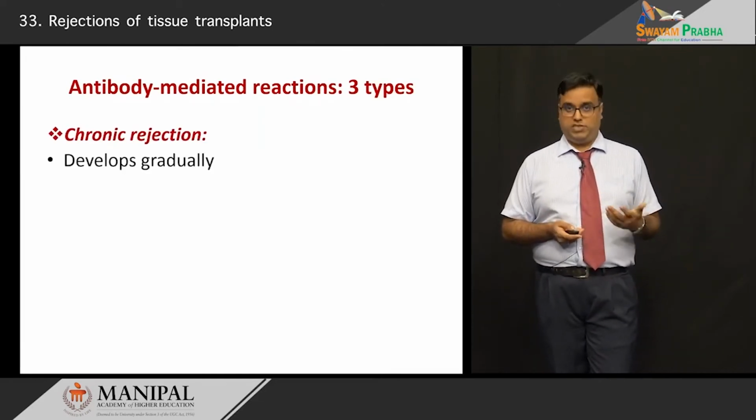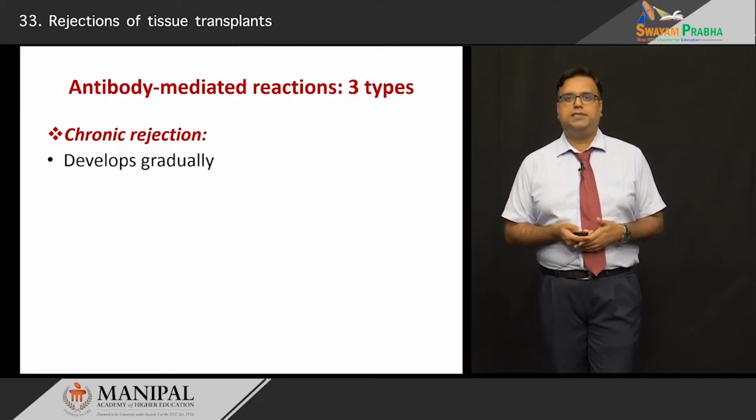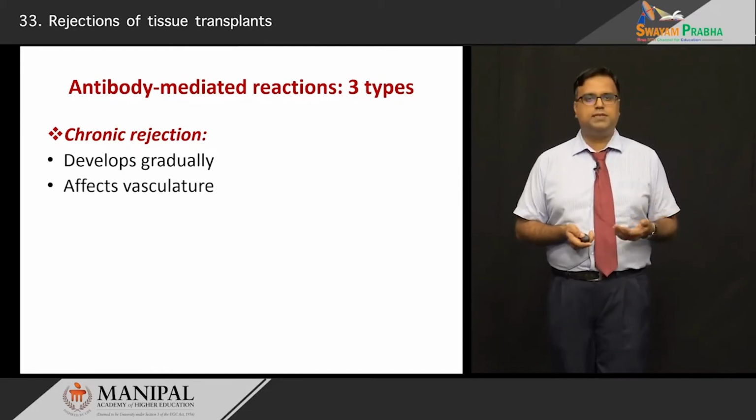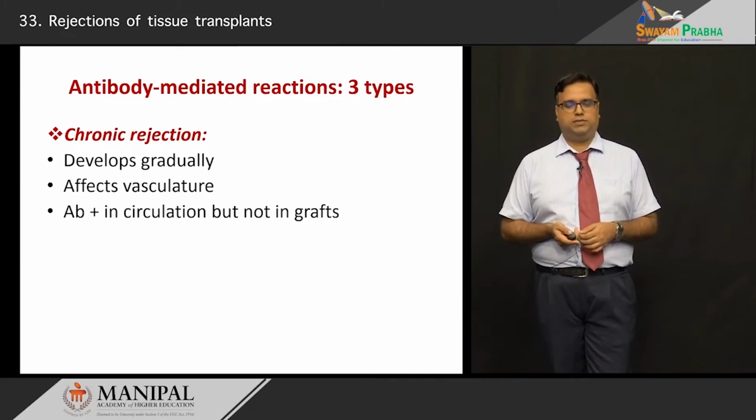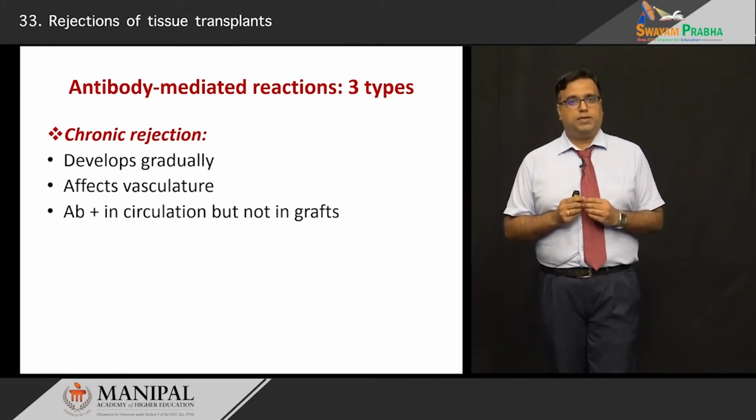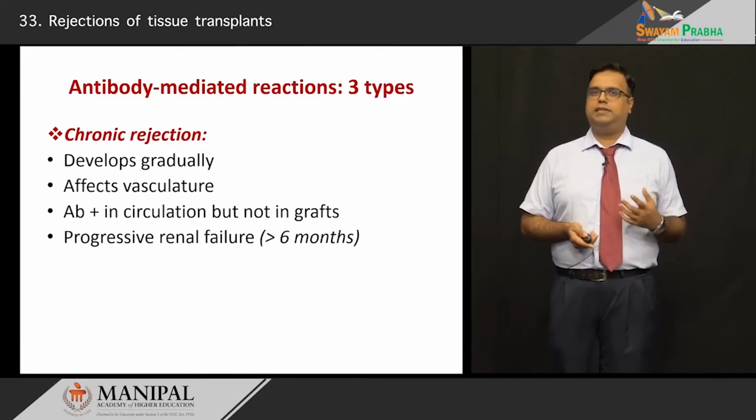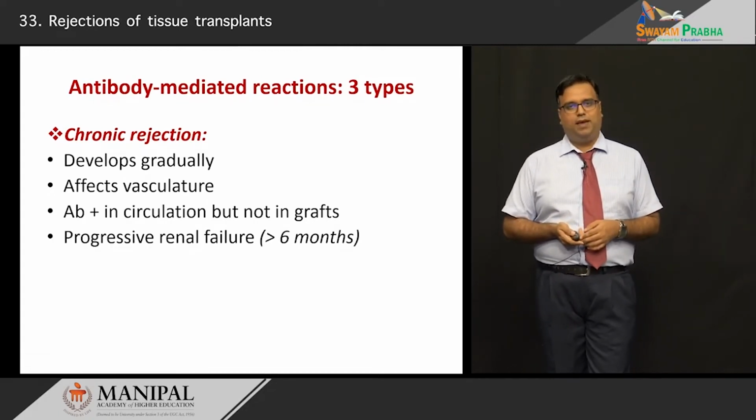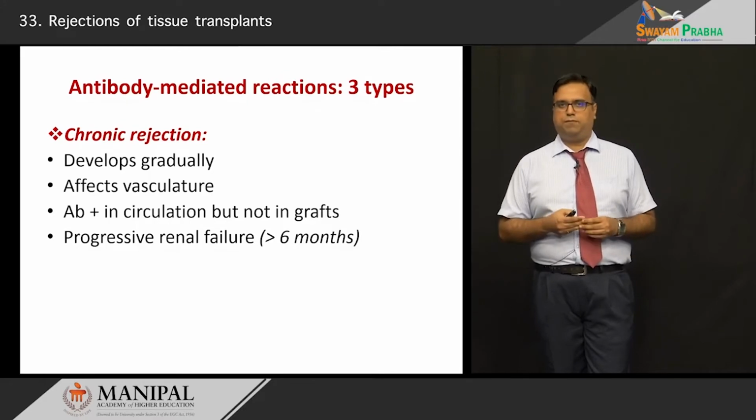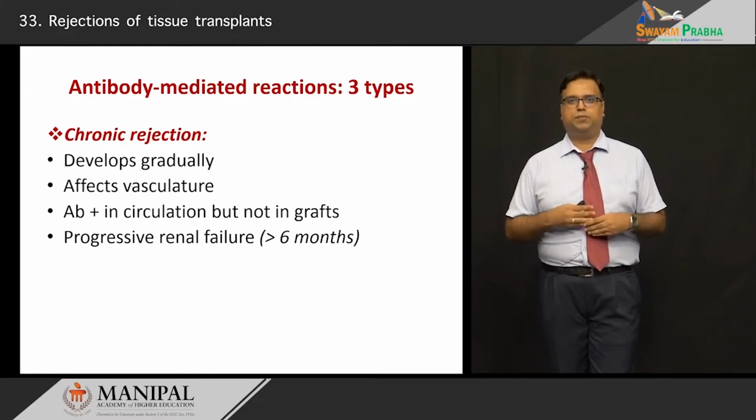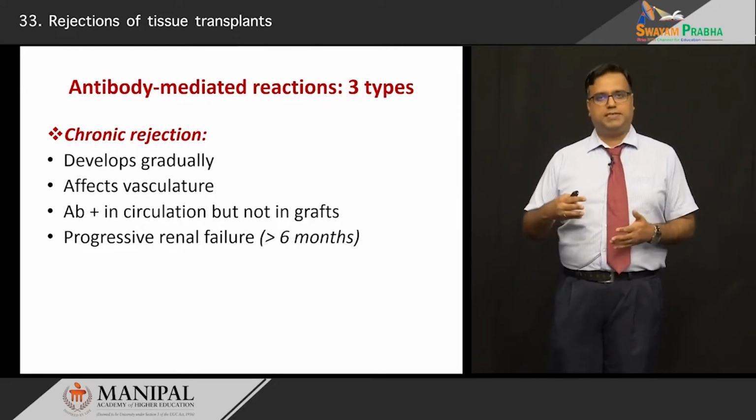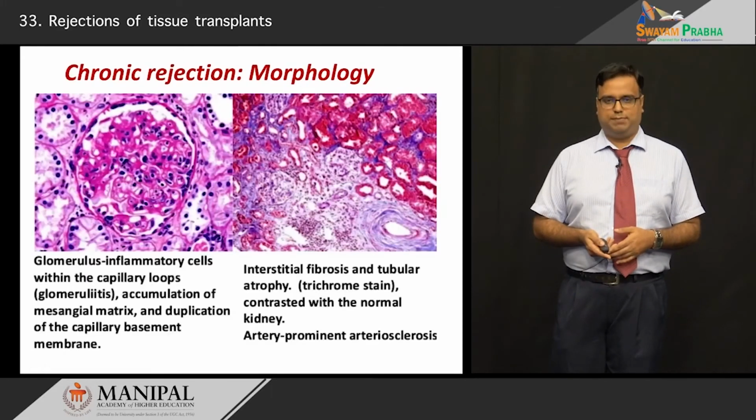The third one in line is chronic. As the name itself suggests, it develops very insidiously and gradually over a period of years and typically affects your vasculature. You can demonstrate antibodies here, but not in the graft, rather in the circulation. So, you can screen them by doing a serum assay, and the profile of these patients with the presenting complaint is usually that of a progressive renal failure which has taken typically more than 6 months, but it can last up to years even.